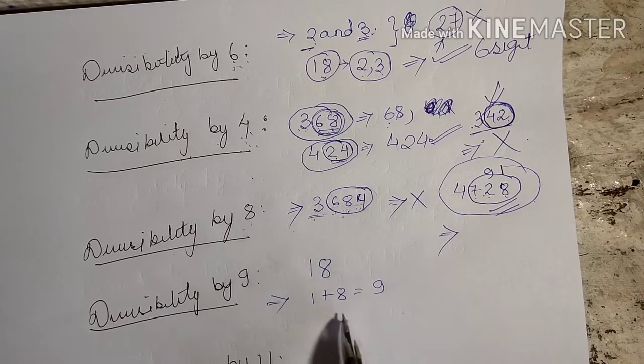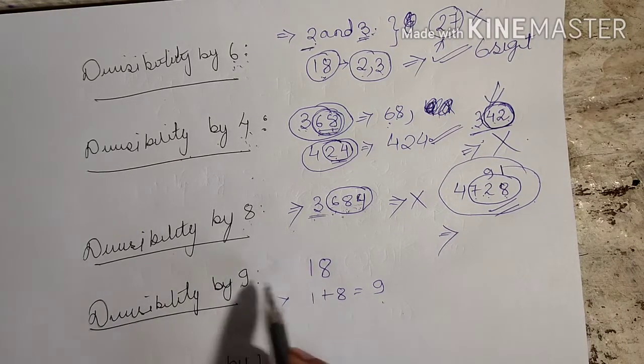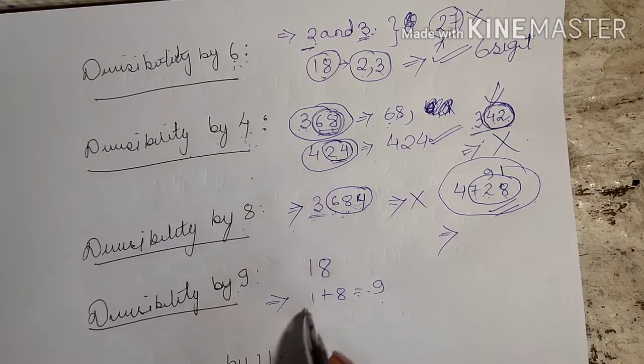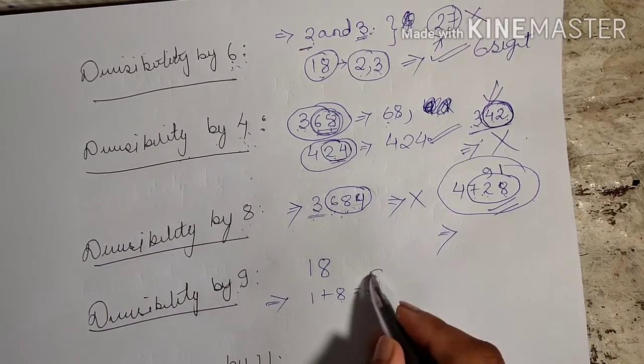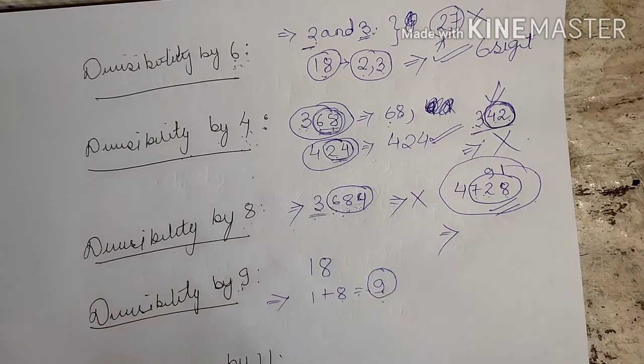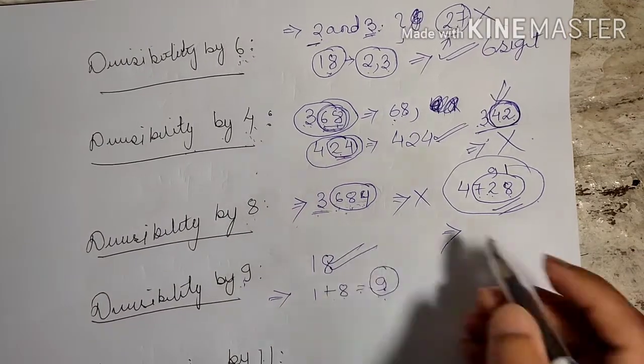If the answer is divisible by 9, then you can say that the number is divisible by 9. So 1 plus 8 gives you 9, isn't it? So is 9 divisible by 9? Yes, 9 times 1 is 9. So this 18 is divisible by 9.